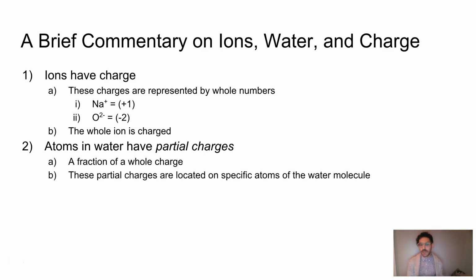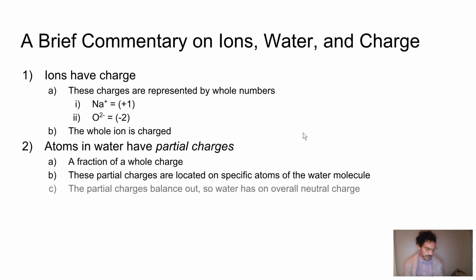These partial charges are interesting because, unlike the charges of an ion, they're located only on specific atoms in the water molecule. And these partial charges in the water molecule balance out because water, as we know, or hopefully know, is an overall neutral molecule. We don't talk about water as being an ion. It's a neutrally charged molecule, and molecules typically have neutral charges. So these partial charges on water balance out.